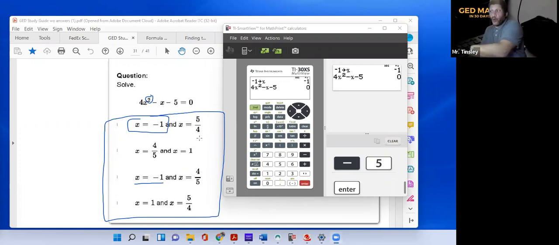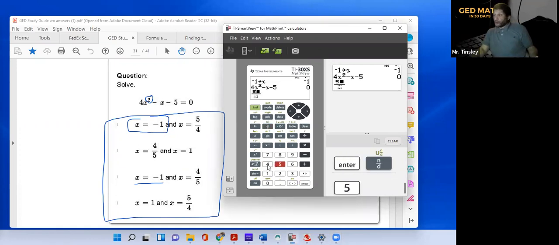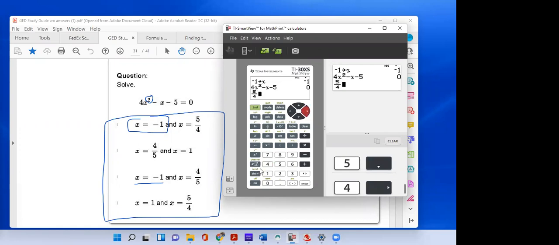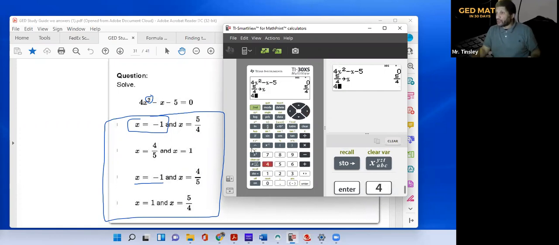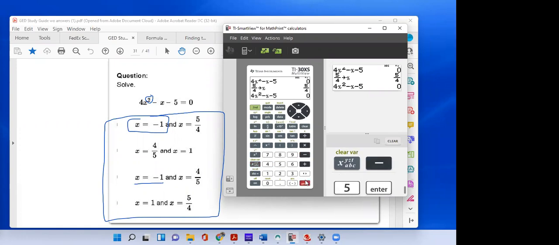Now I got to test 5/4. So I'm going to hit 2nd, 5/4. Get out of my fraction, store x, enter, then type in my quadratic equation. 4x squared minus x minus 5. Oops, that's not it. 4x squared minus x minus 5. Did I get 0? Yes. I'm done.